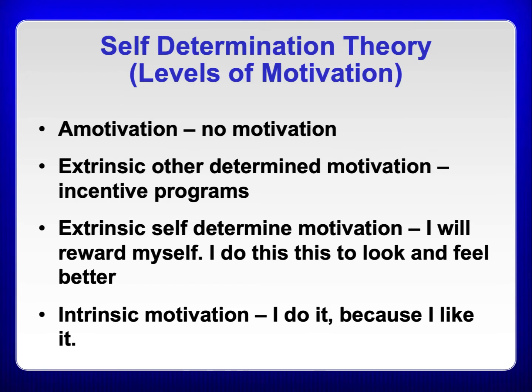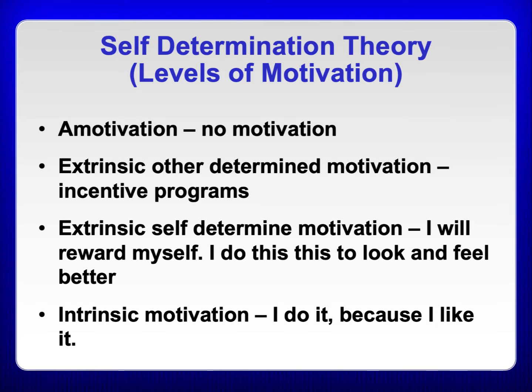Self-determination theory, levels of motivation. Amotivation would be no motivation. Extrinsic motivation, where others determine it. So that would be incentive programs. You're not doing it because you want to do it. You're doing it because you're going to get some sort of reward. Your health insurance premiums will be less. You'll get a t-shirt, something along those lines.